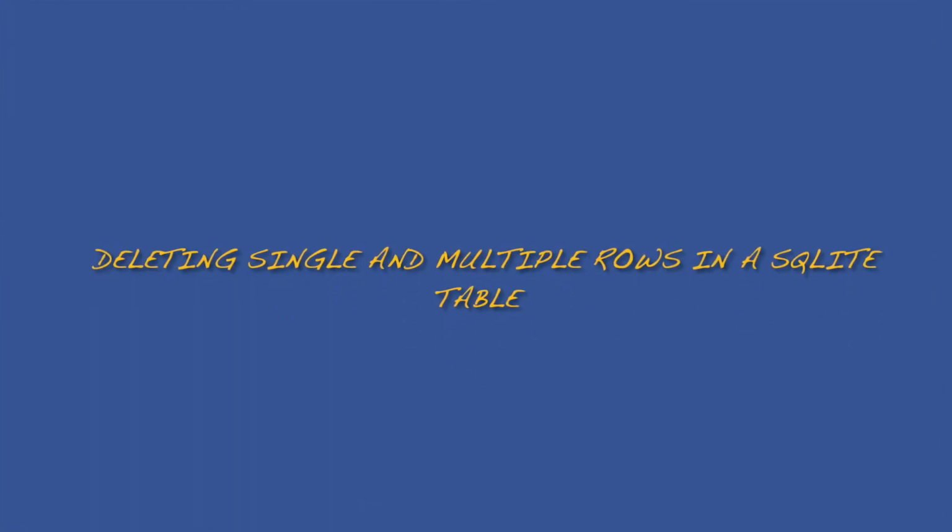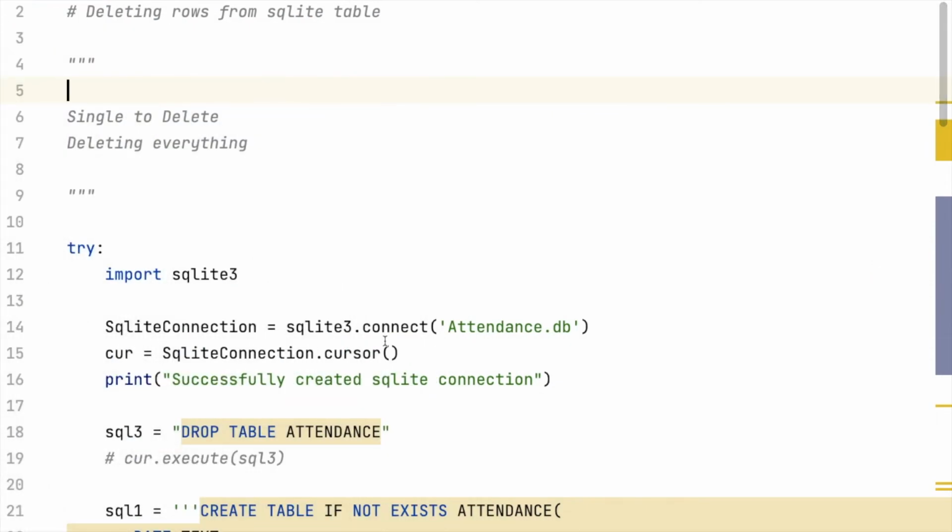Hi everyone, so today we're going to be looking at deleting single rows and deleting everything in the table. So here we go. So today we're going to be looking at deleting rows from a Sqlite table. So firstly, we're going to be looking at deleting single rows and then deleting everything. So we're going to look at deleting everything first and then deleting single rows.